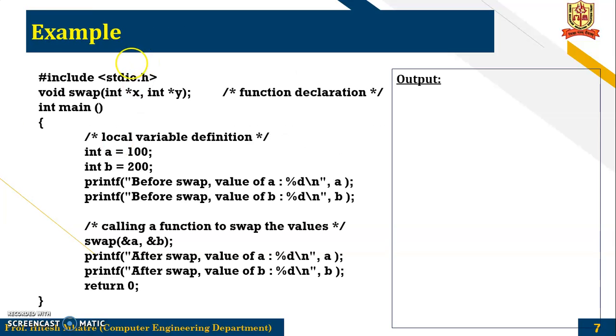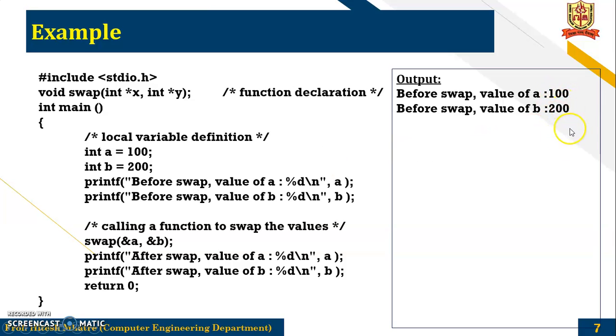So this is an example. The swap method, *x and *y. Before swapping, we have the values 10, 100 and 200.